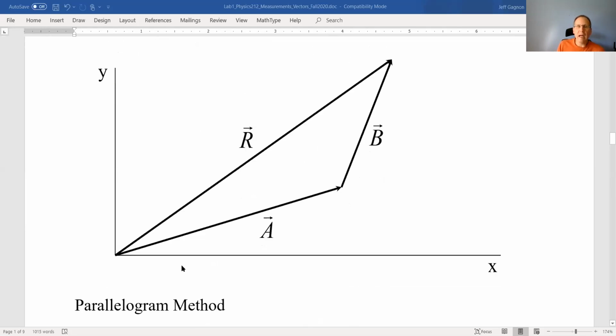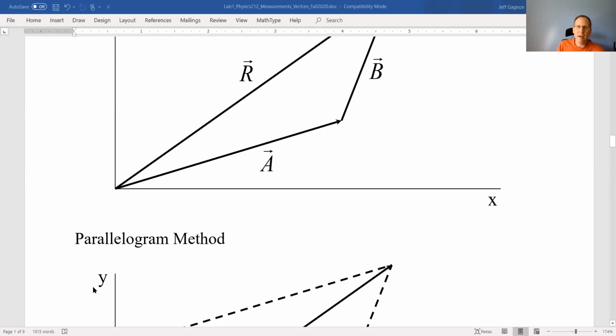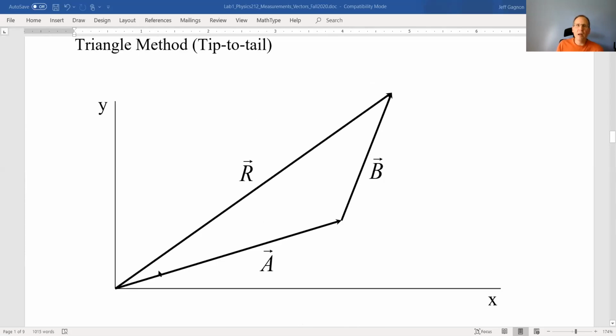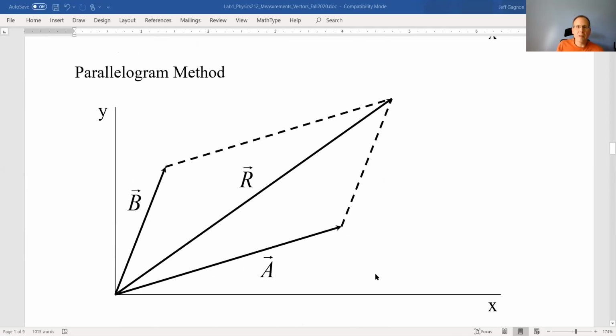All right, another way you could add two vectors together is called the parallelogram method. We're not going to use this as much in lab. You might see it in lecture a little bit. We're going to use mostly the triangle method. But let me just mention this briefly.